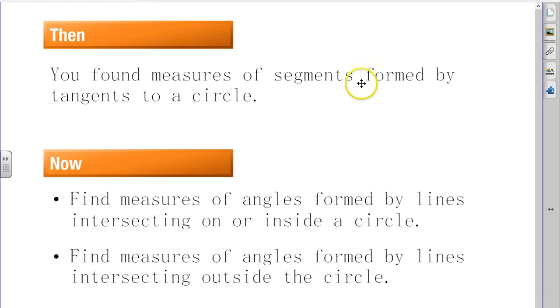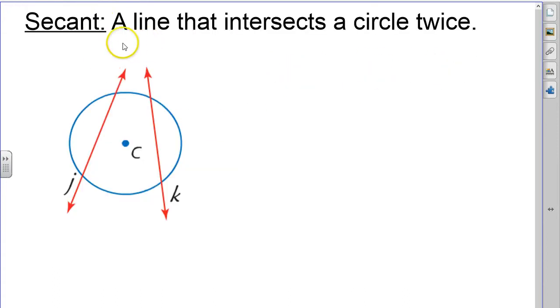So you found measures of segments formed by tangents. Now we're going to talk about measures of angles. So first of all, a secant line. It's pronounced secant, like S-E-E-C and then can't see. A secant is a line that intersects a circle twice. So we have line J and line K. Both of those are secant lines. A tangent line, remember, intersects only once. So definition-wise, that's what a secant is.